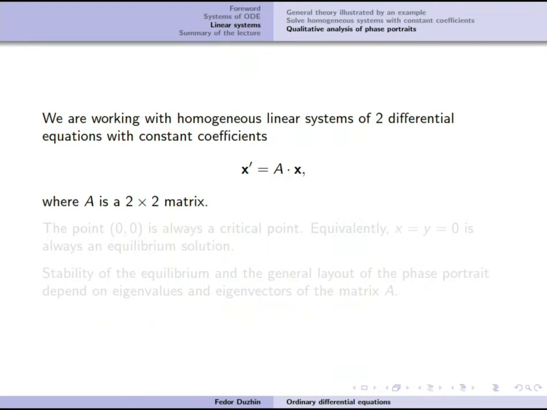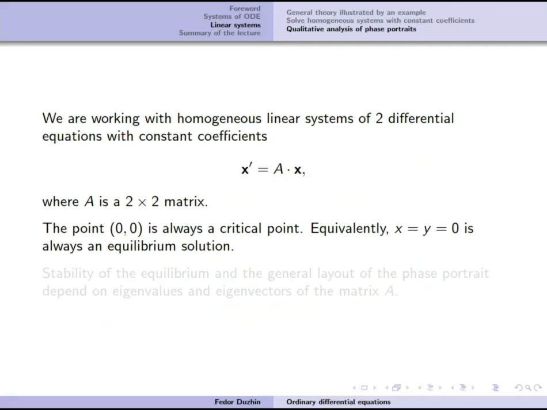Now, qualitative analysis of face portraits. That's actually my favorite topic. So I'm going to teach you how to sketch face portraits by hand and how to extract meaningful information from the sketches and from just the coefficients of the matrix.